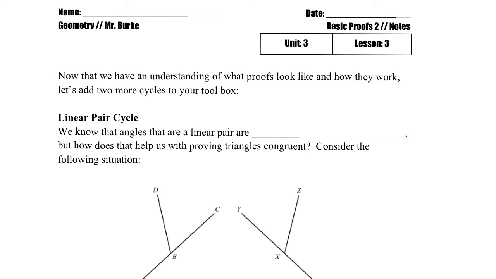Remember that the linear pair is actually a freebie, but it requires us to have some given information too. So it's kind of a half freebie. And then I also want to talk about something called CPCTC, and we'll talk about that in a minute. But first, let's talk about linear pair. So we know that angles that are a linear pair, you should know this by now, the definition, they are adjacent, which means next to each other, they share a ray, and supplementary.